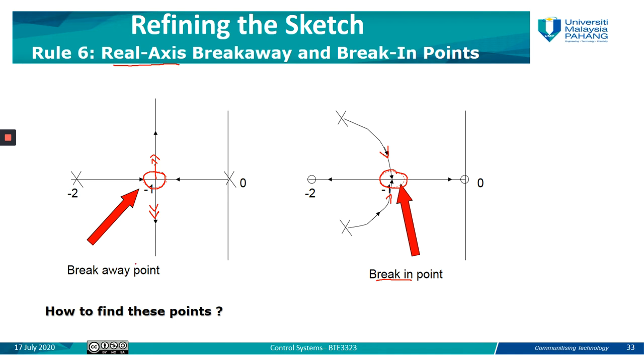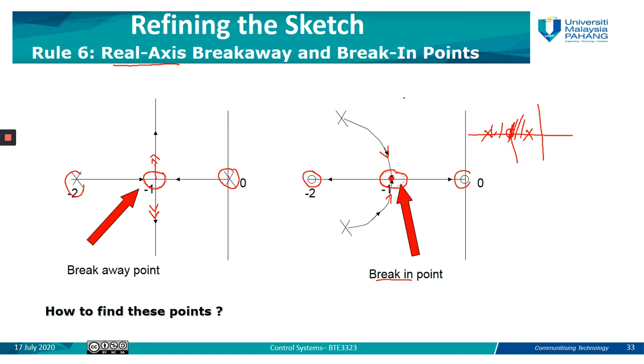Usually the breakaway point exists between two poles. So if you have two poles on the s-plane, one pole here and another pole here on the real axis, in between them we should have a breakaway point, anywhere in this area between the two poles. While the break-in point exists between two zeros. You can see here this is a zero, this is a zero, and in between them we have the break-in point, which is here.